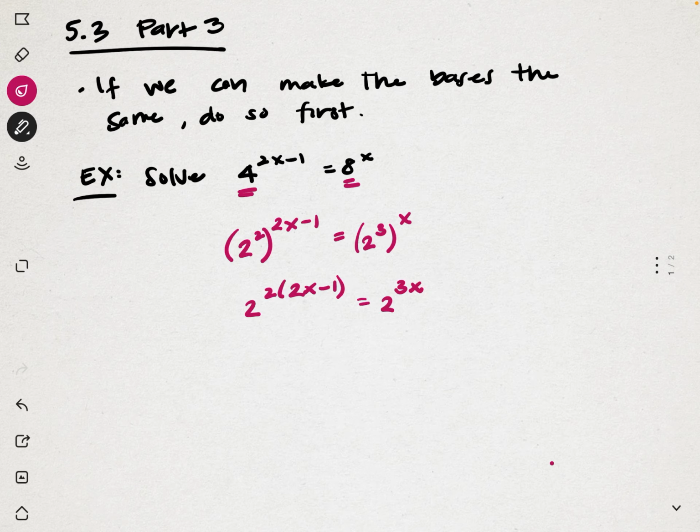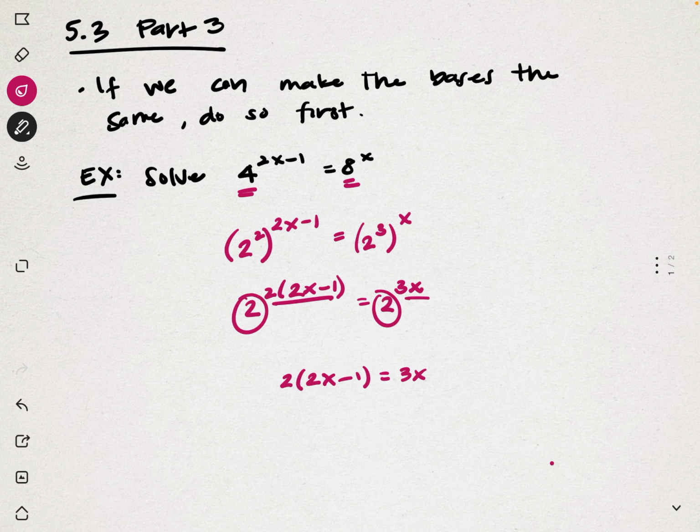Okay, and the reason we did that is now that we know that the bases are the same, for these two things to be equal, then this exponent's got to be equal to that exponent. So all we have to do is we're going to say that now 2 parentheses 2x minus 1 is equal to 3x.